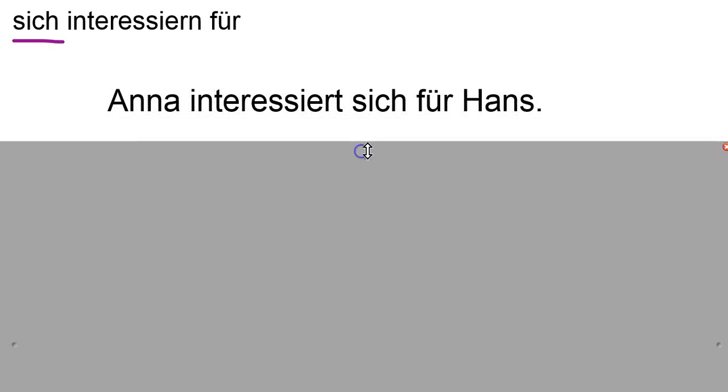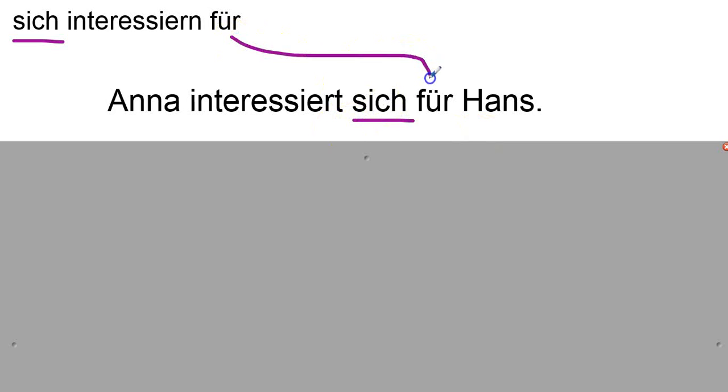As an example, here's a verb you would learn: sich interessieren für, to be interested in. So sich means we have to use one of those reflexive pronouns. And those reflexive pronouns are never the subject of the sentence. Therefore, they do not exist as nominative. They do, however, exist in the accusative and dative case. So they can be the direct object or the indirect object of the sentence. So, zum Beispiel, Anne interessiert sich für Hans.